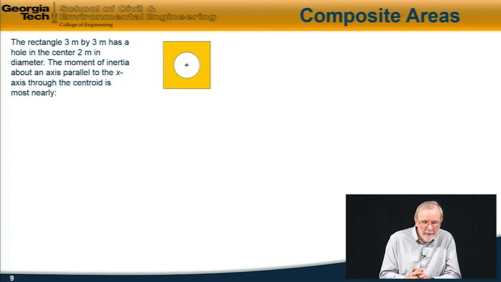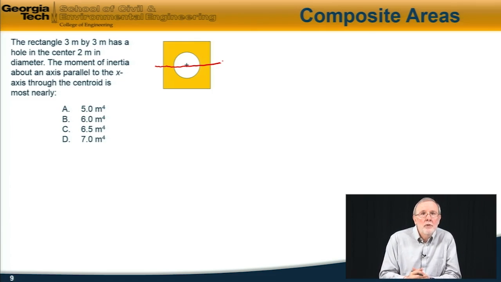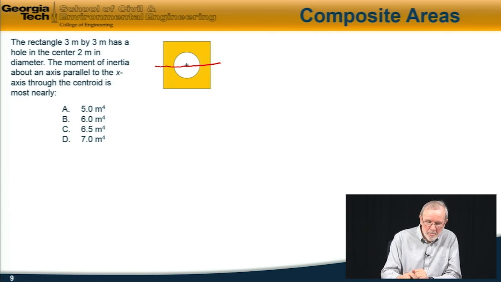So let me do an example on that. We have a rectangle 3 meters by 3 meters, or a square, and it has a hole in the middle, which is 2 meters in diameter. The moment of inertia about an axis parallel to the x-axis through the centroid is most nearly which of these? So we want to calculate the moment of inertia about the horizontal x-axis through the centroid in this case.